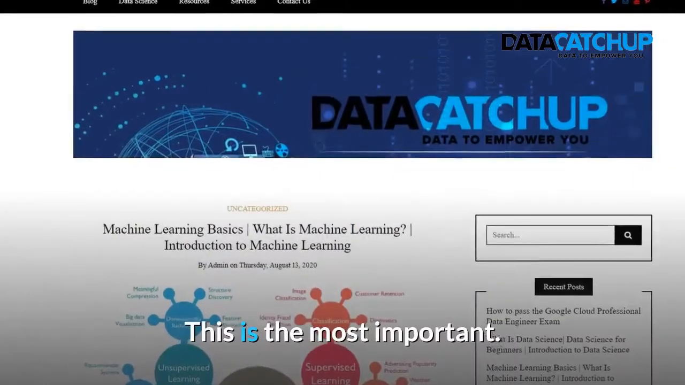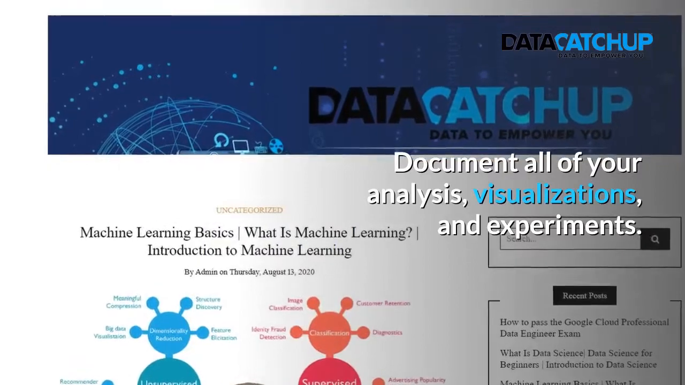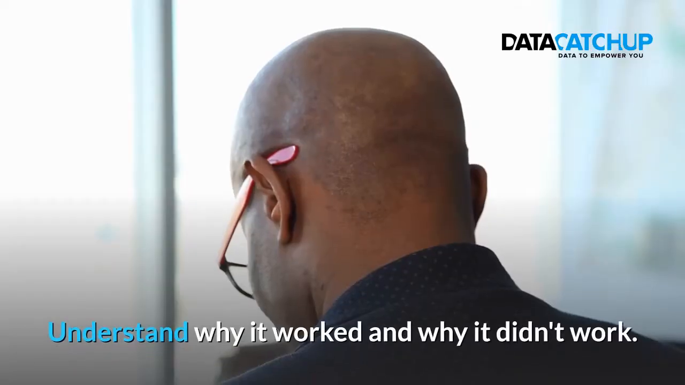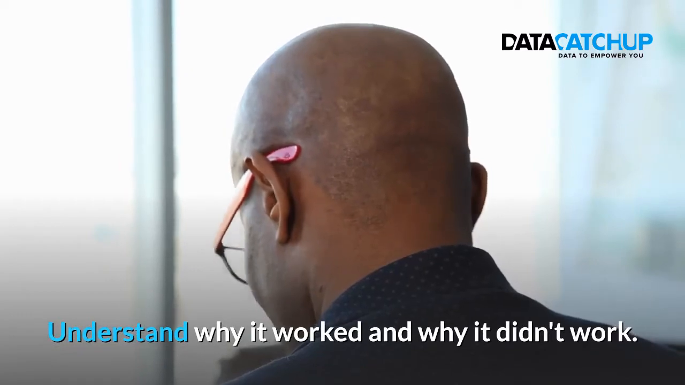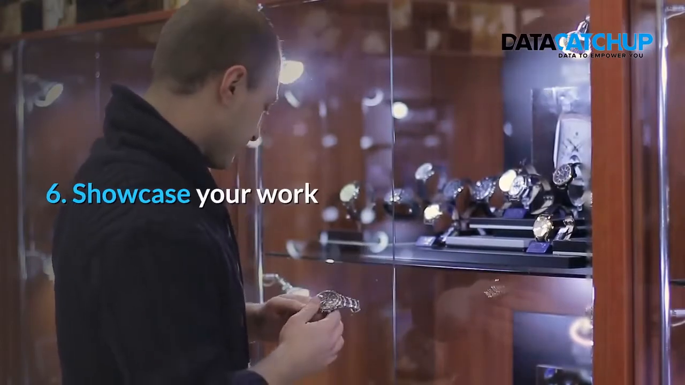5. Document your work, GitHub or blog. This is the most important. Document all of your analysis, visualizations, and experiments. Document your failures. Understand why it worked and why it didn't work.